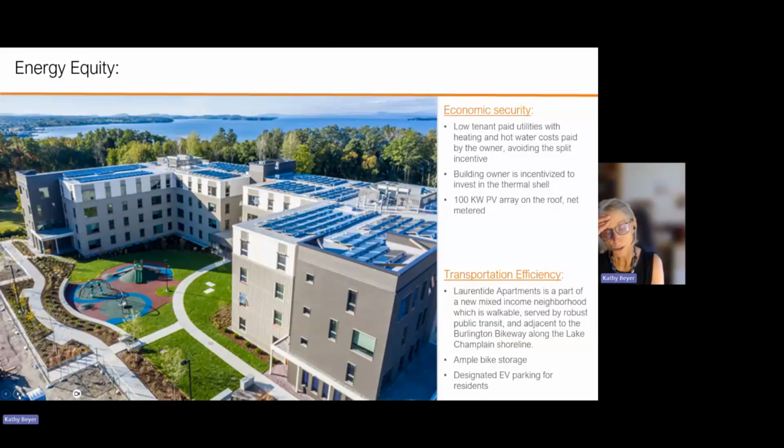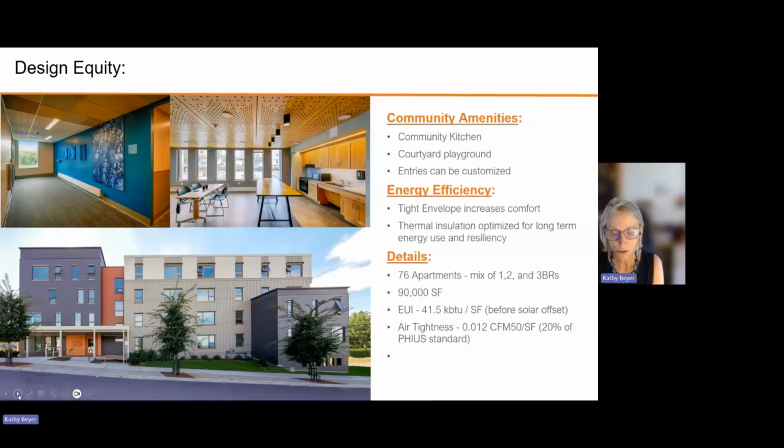We address the transportation energy burden of our residents by locating our housing in a walkable neighborhood with access to robust public transit, adjacent to the beautiful Burlington bike path, and by providing EV charging. We address the heating and cooling energy burden of our residents by not only investing in the thermal shell, but by also including the cost of heating and cooling in tenant rent. This allows us to connect our 100 kW PV array on the roof to the house meter. By doing so, we align the incentive for the building owner to invest in the thermal shell.